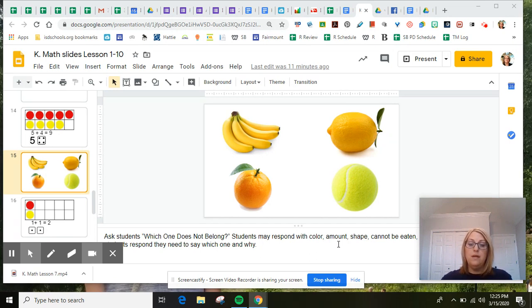Maybe you said the tennis ball does not belong because you cannot eat it. That is true. Is there anything else that does not belong? Maybe you said the orange does not belong because it is a different color. It is orange and the other items are yellow. That is true.